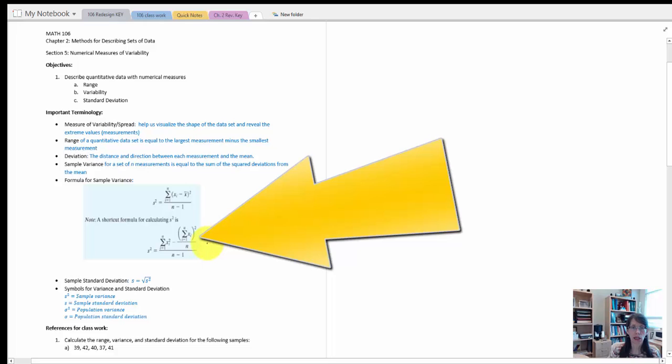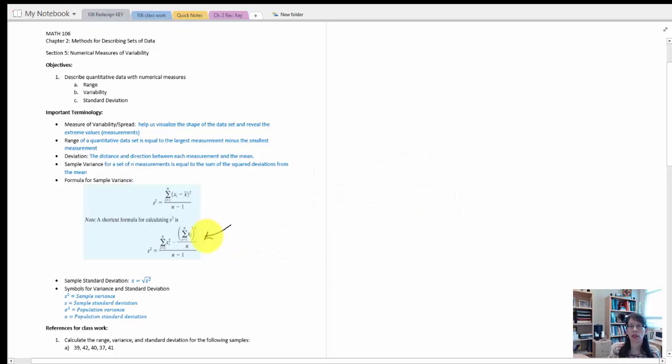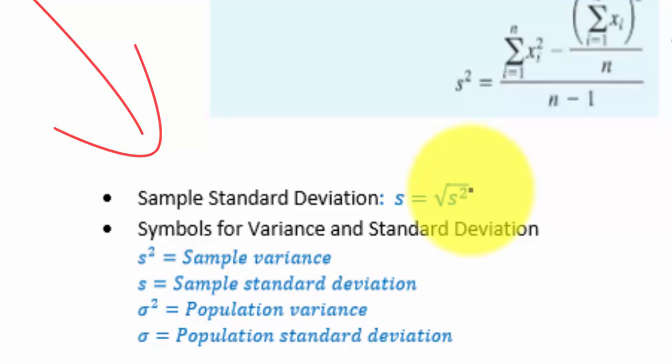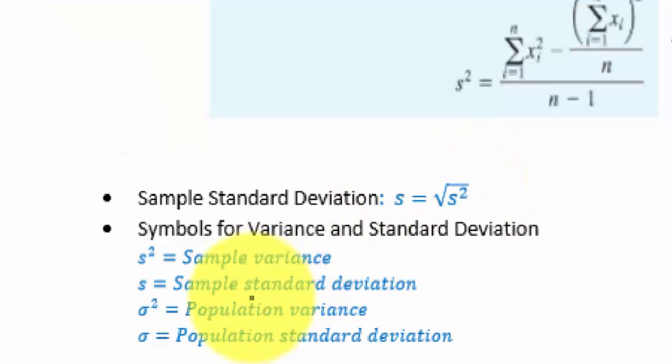We will be using this second form, and I will show you how to easily set up a table, and then we can substitute our sums into the formula. The sample standard deviation is simply the square root of the sample variance. Now we have different symbols dealing with sample variance and standard deviation. Notice S squared is for sample variance, while sigma squared is representing a population variance. S is the sample standard deviation, while sigma is the population standard deviation. Today we will deal with a sample.